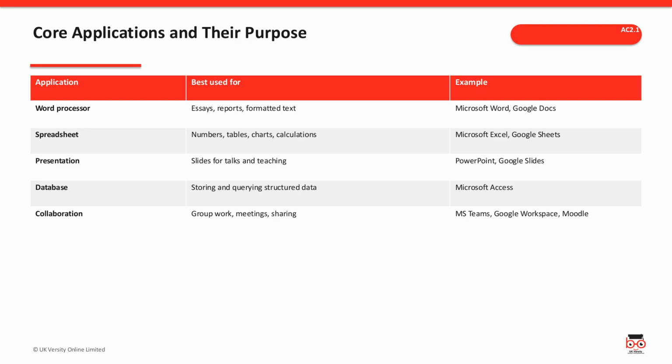Let's meet the core applications and what each is really for. A word processor like Word or Google Docs is for essays and formatted text. A spreadsheet like Excel or Google Sheets is for numbers, tables, and charts. And presentation tools like PowerPoint are for slides. A database such as Access stores and queries structured records, while collaboration platforms like Teams, Google Workspace, or Moodle keep group work in one place. Each has its lane, and things go smoothly when you keep them in it.